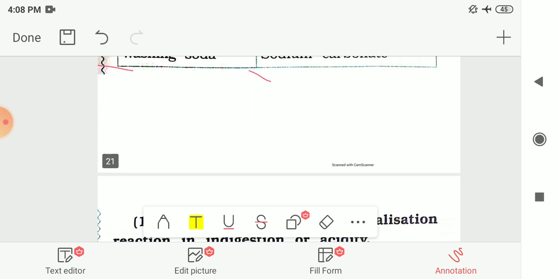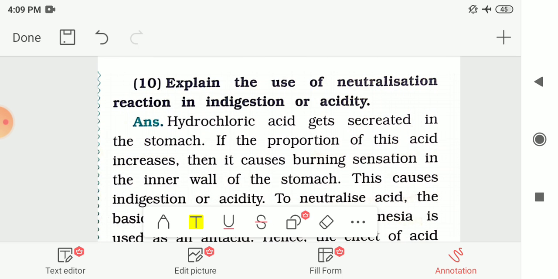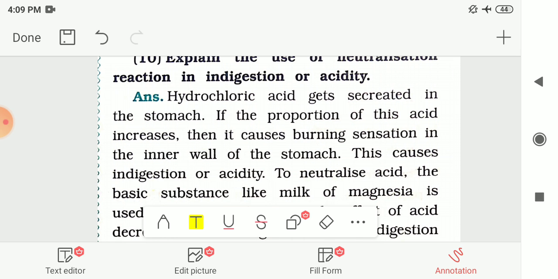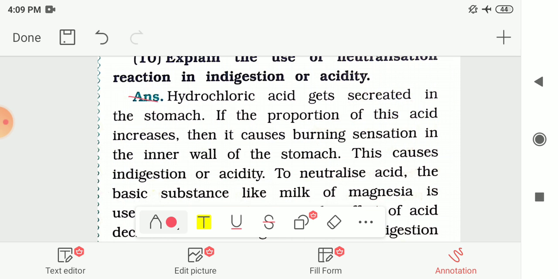The next one is 10th number. Explain the use of neutralization reaction in indigestion or acidity. What is the use of this neutralization reaction? So, hydrochloric acid gets secreted in the stomach. As we had seen, it helps in the digestion of the food.